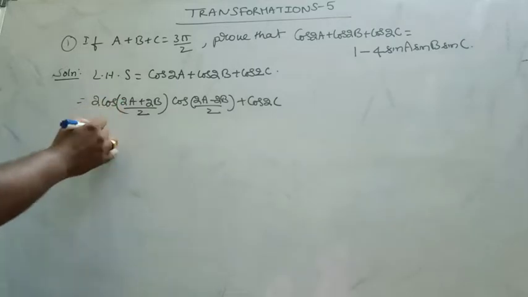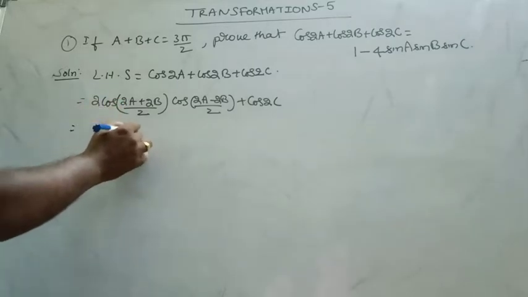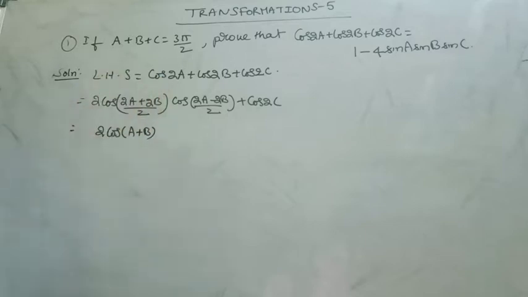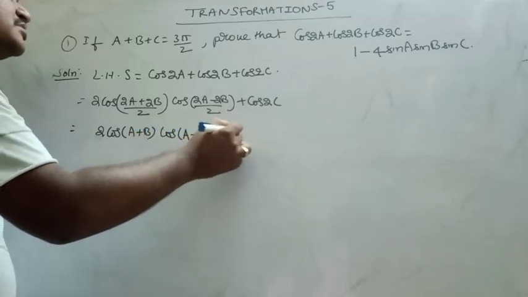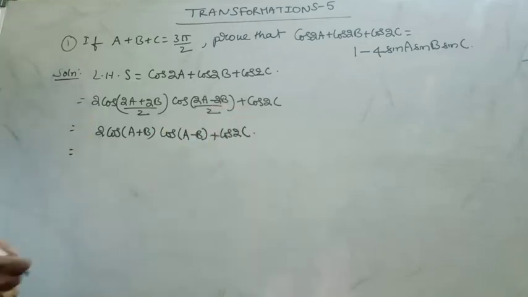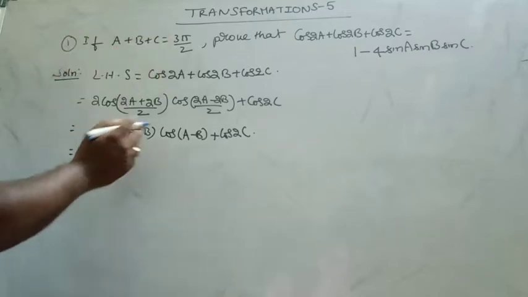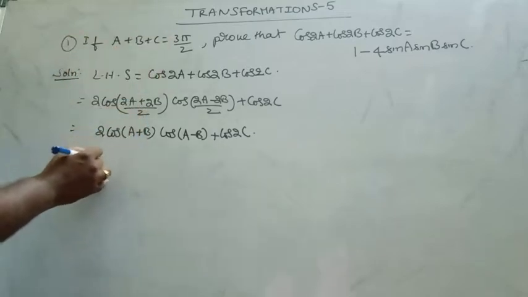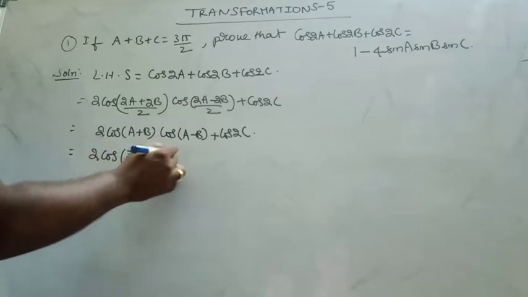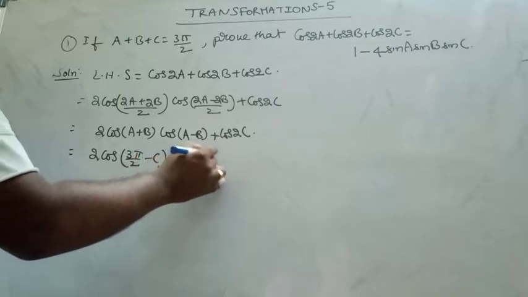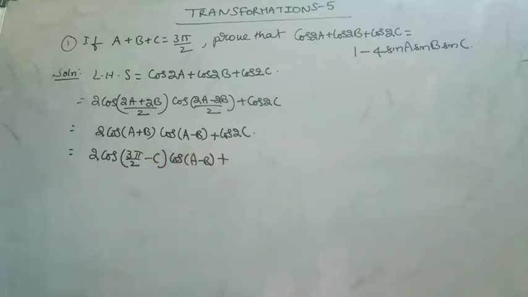Fine. And this of course is 2 cos (a plus b), because if you take 2 common you will be getting that, right? And this is nothing but cos of (a minus b) plus cos 2c, like this, right, my dear students? Now, they have given that a plus b plus c is equal to 3 pi by 2 here. From that, a plus b is equal to 3 pi by 2 minus c. That is now 2 cos (3 pi by 2 minus c) into cos of (a minus b), plus cos 2c, what we are having here, of course, right?